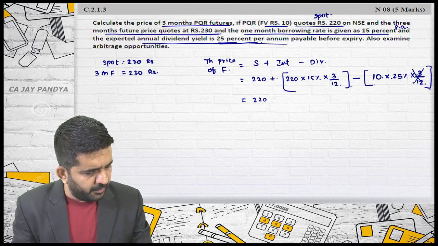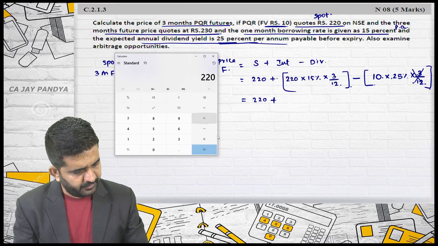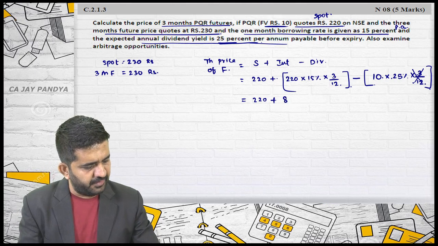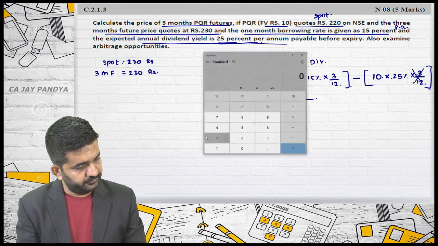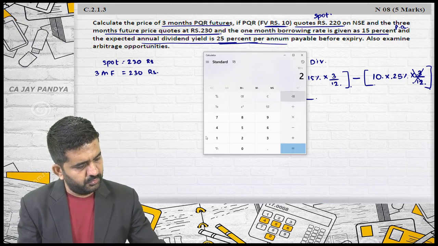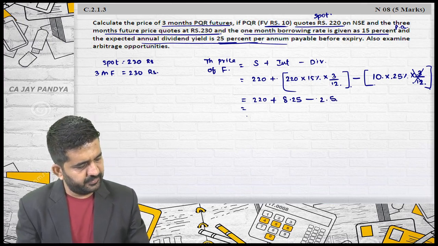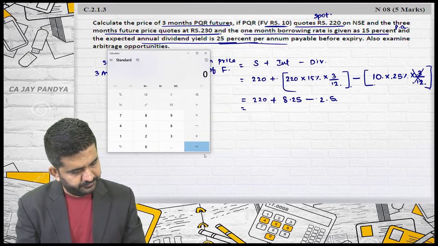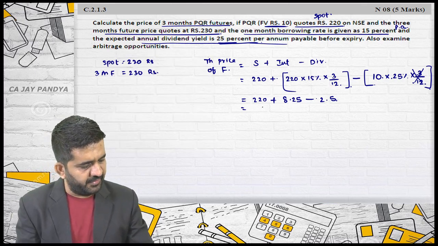So, this answer will be 220 plus 220 into 15% into 3 divided by 12, which is 8.25, minus 10 into 25%, which is 2.5. This is 220 plus 8.25 minus 2.5, which is 225.70.